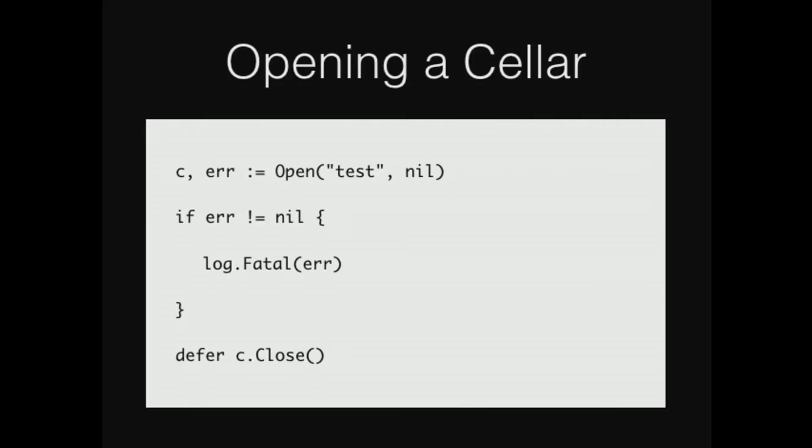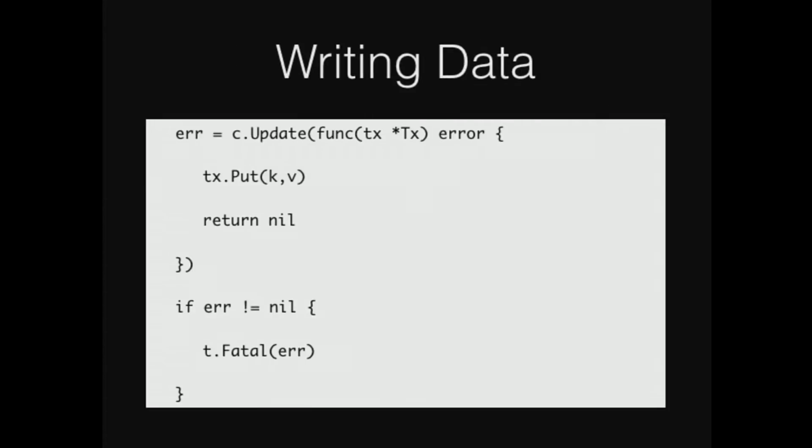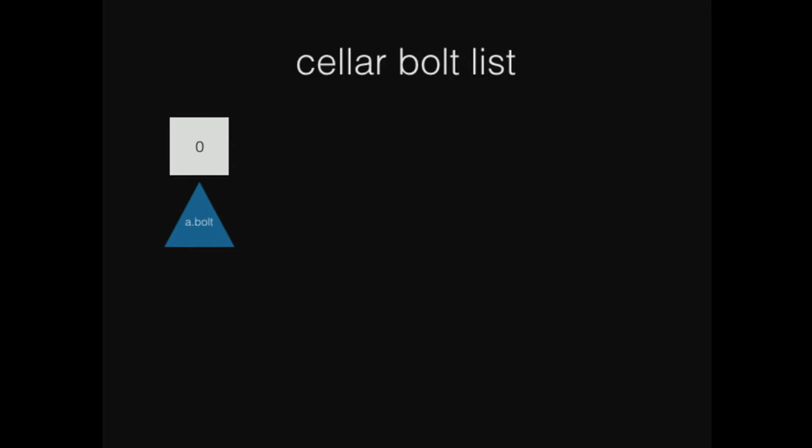So the first is a path, and the second is an options, which in this case, nil is a perfectly valid default options. Now let's say we wanted to write some data into this. Again, we're going to follow the same pattern that Bolt uses. We're going to have this update function. And inside of that, we're going to write a single key, in this case, K and V. And behind the scenes, what happens is we now have a new Bolt on disk.